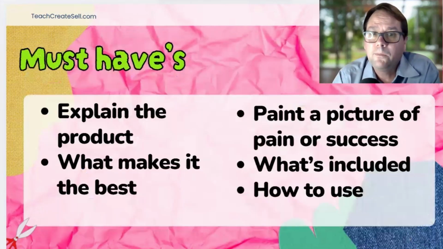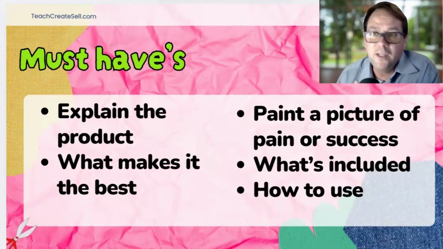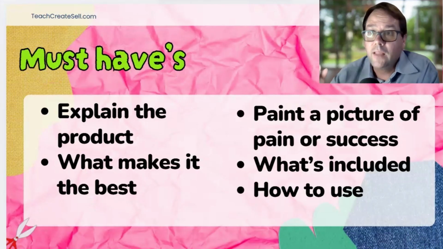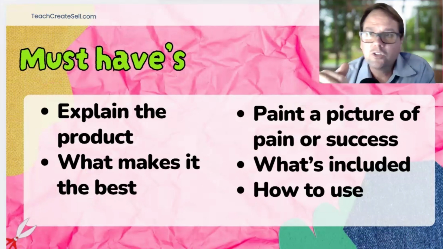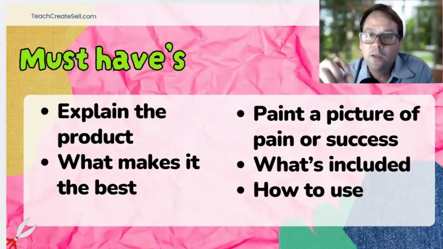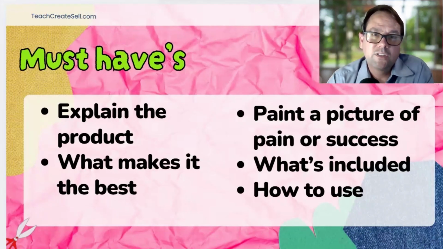Some must-haves in your product description. Explain what the product is, explain what makes it the best, explain what's included, explain how to use it. And all of those things should be like their own section. So what's included, make that bold, and then a little snippet. And then how to use in the classroom: stations, centers, independent practice, sub day, and a little blurb. And those should all be bullets. Make your copy skimmable. Also, as we said, paint a picture, pain or success.